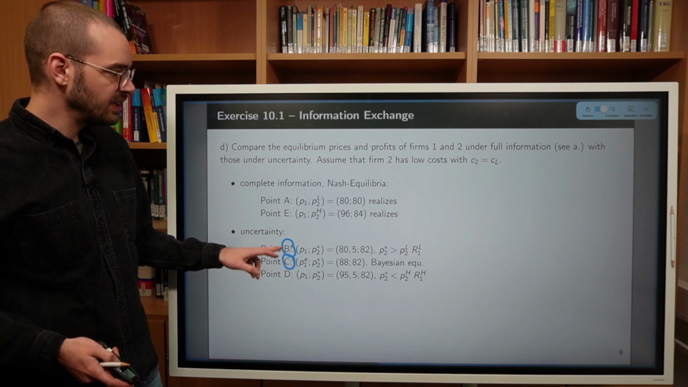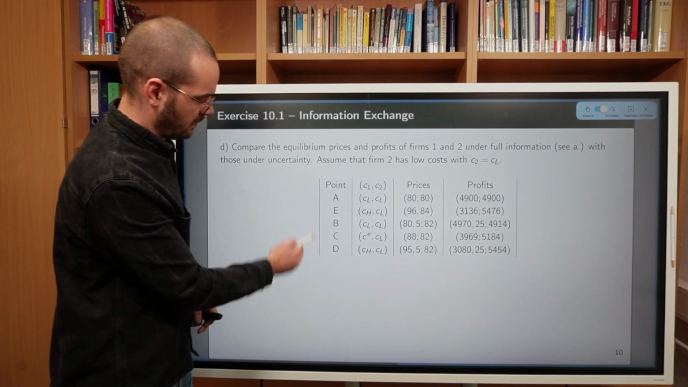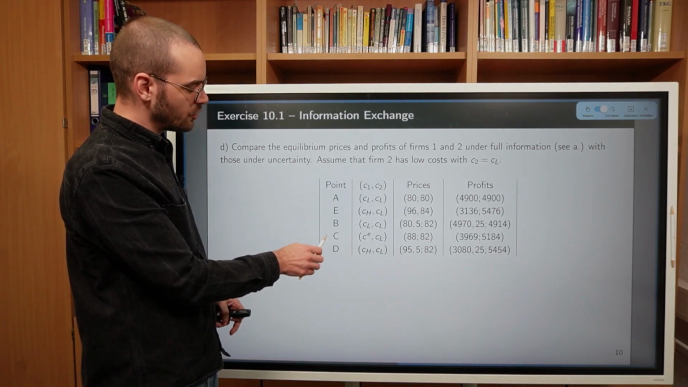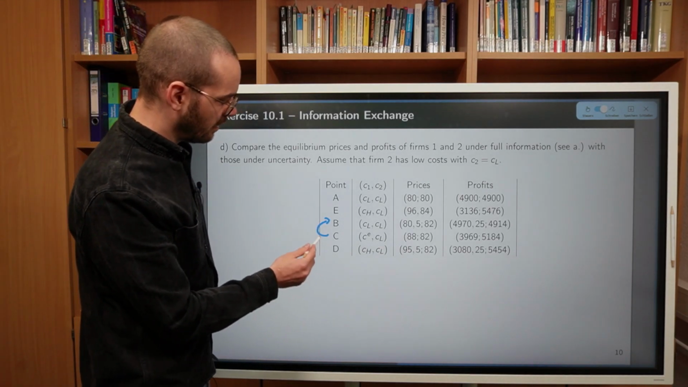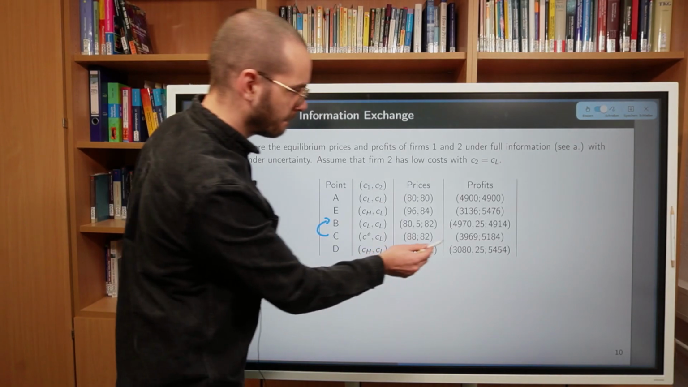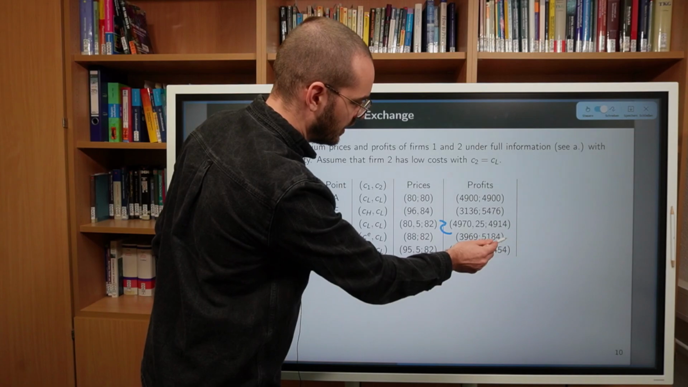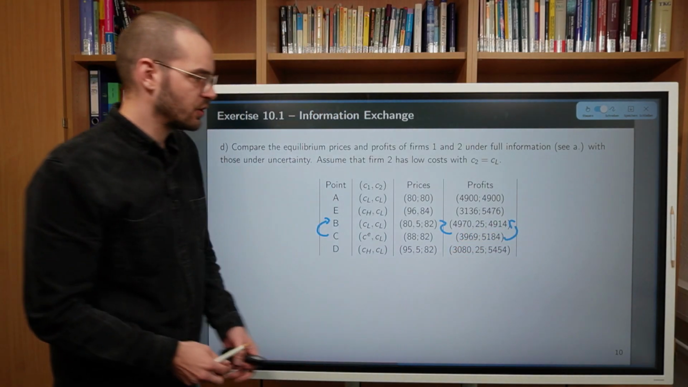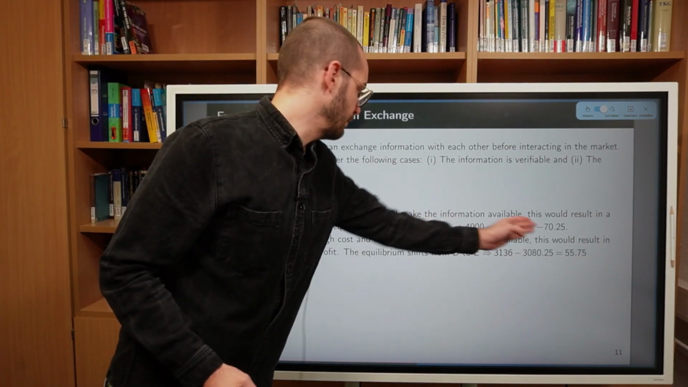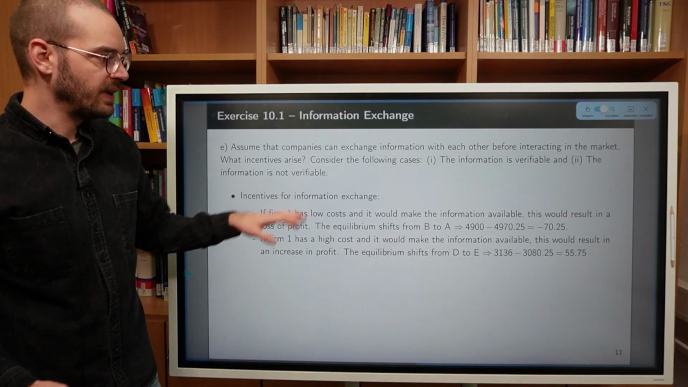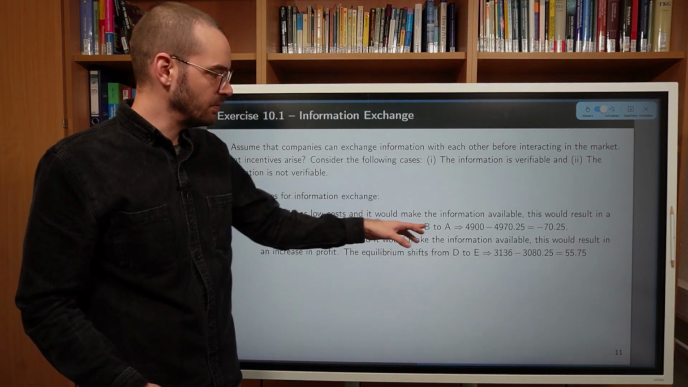Let's compare point C with point B. So does firm 1 want to move from point C to point B? Let's compare profits of firm 1. See, profits of firm 1 increase, profits for firm 2 actually decrease. So if firm 1 actually has low costs and it would make the information available, this would result in a loss of profits. The equilibrium shifts from B to A.